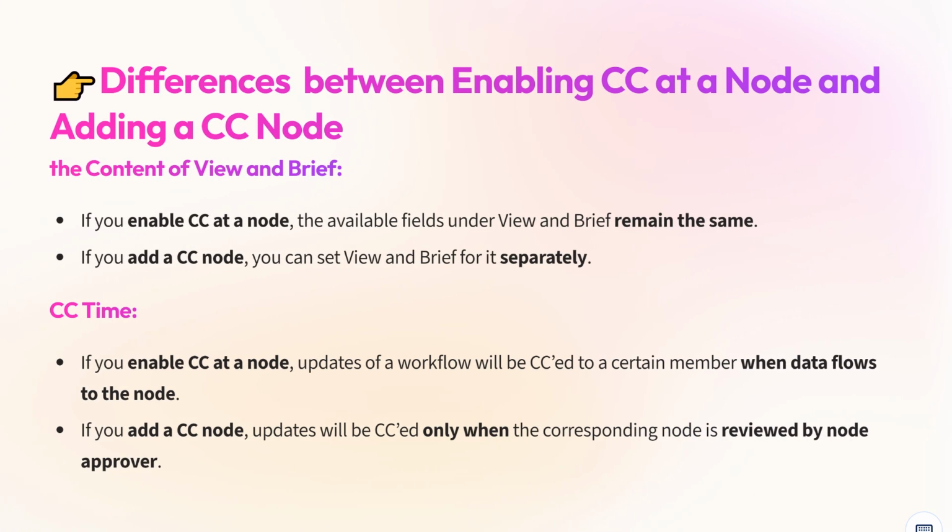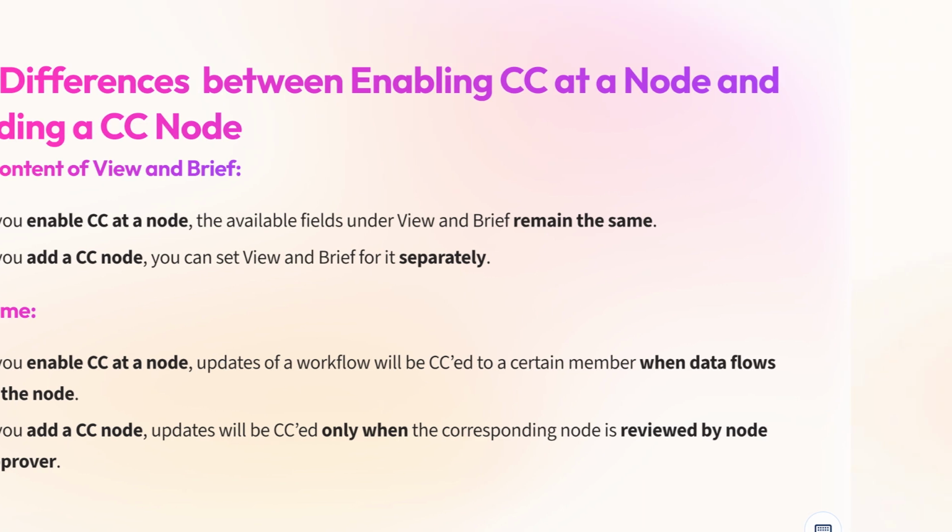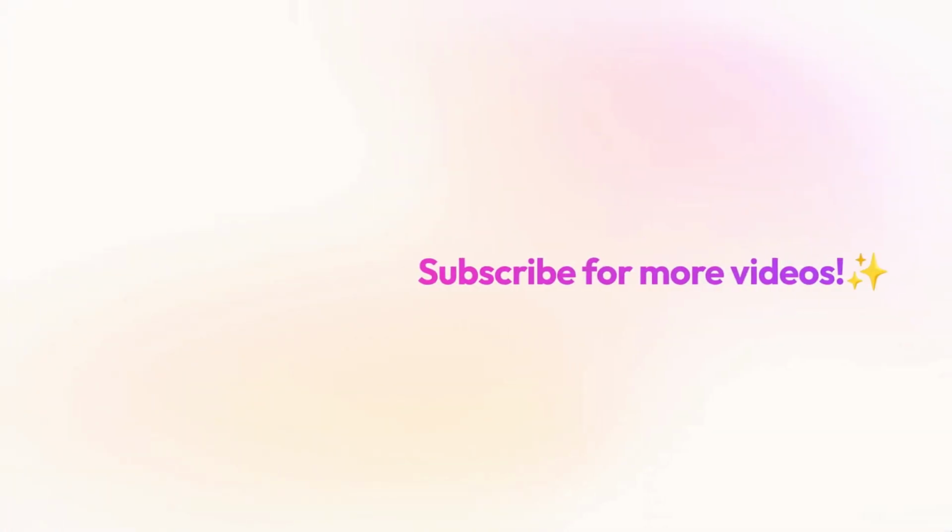The differences of these two types of CC lie in the content of View and Brief and CC time. If you enable CC at a node, the available fields under View and Brief remain the same. If you add a CC node, you can set View and Brief for it separately. If you enable CC at a node, updates of a workflow will be CC'd to a certain member when data flows to the node. If you add a CC node, updates will be CC'd only when the corresponding node is reviewed by the node approver. And that's it for today's tutorial. Now you better know the CC feature in a workflow.